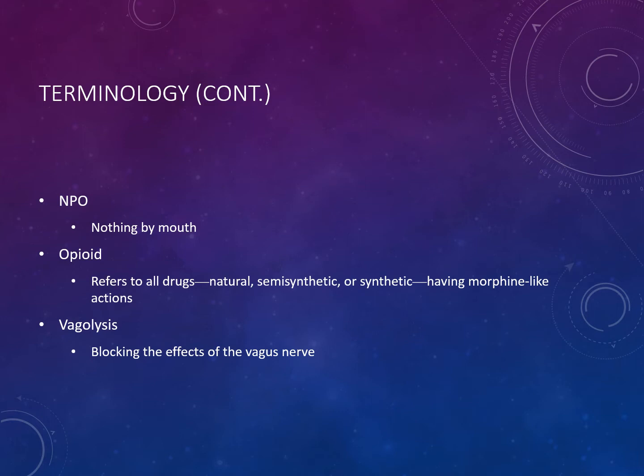Opioids are analgesics. They're given preoperatively to help relieve pain. And they can be, if you remember, natural, semi-synthetic, or synthetic. And they're going to have morphine-like actions. And vagolysis, this is what anticholinergics achieve. They block certain receptors on the vagus nerve. And if you want a little refresher, keep in mind that the vagus nerve regulates heart rate, keeps the GI tract in working order, and also helps control several nerves of the throat and voice box.